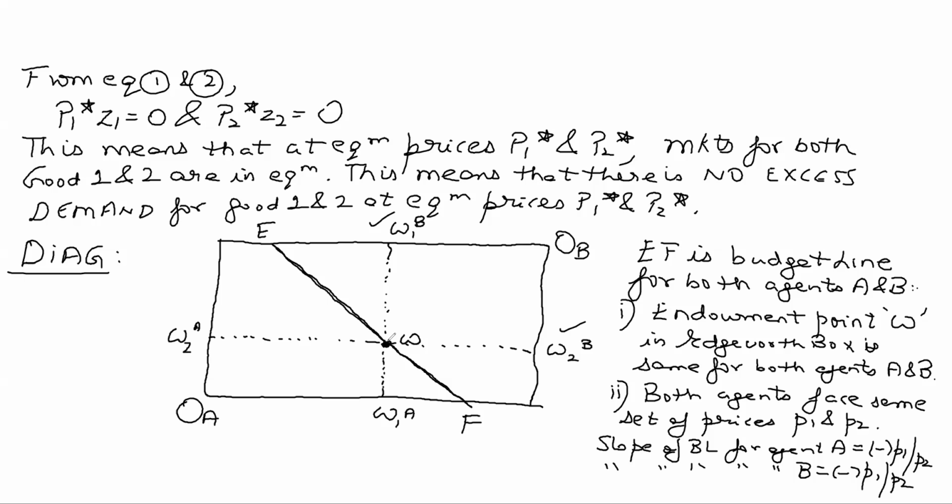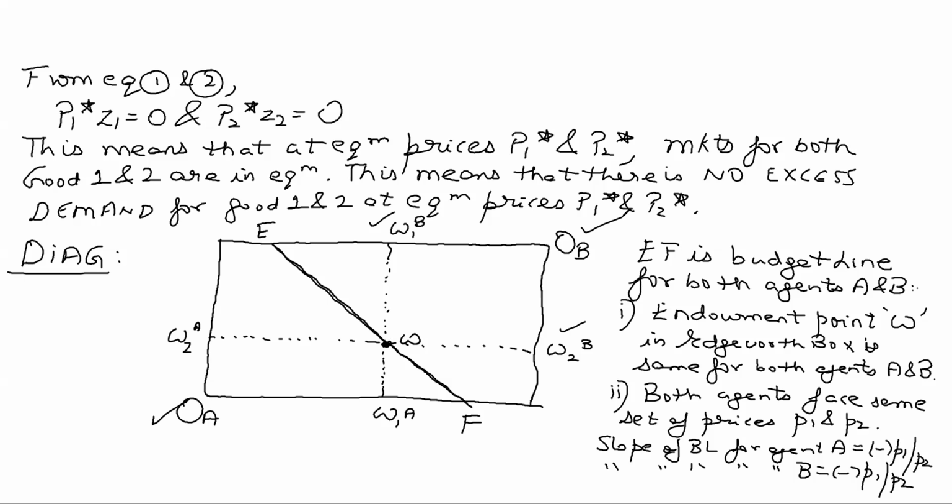See, there are two conditions. One is agents A and B should have the budget line passing through omega, and agents A and B should have a budget line with the same slope. Now, what is the line passing through a point with the same slope? The line itself. You can't have another line. That means both agents A and B have the same budget line.